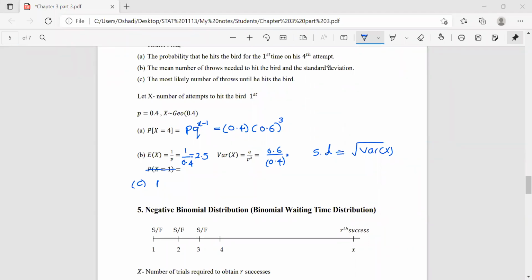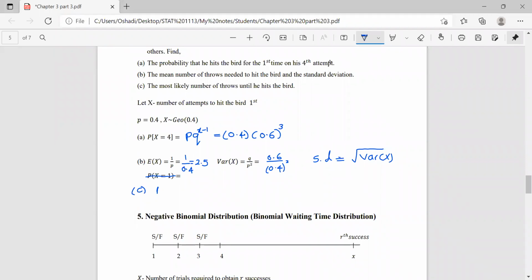Okay, these are the answers. So part C, the most likely number of throws until he hits the bird. The most likely number of throws means the mode. So the mode is always 1. Most of you have sent the answer to part C as 0.4. That is the probability, right? The question asks for the most likely number of throws, that means number of trials. So that is 1.